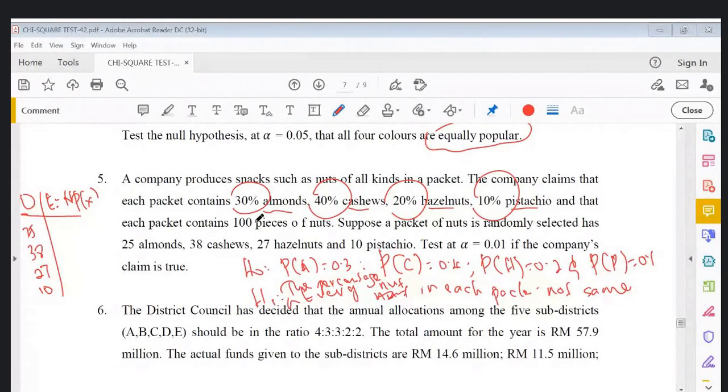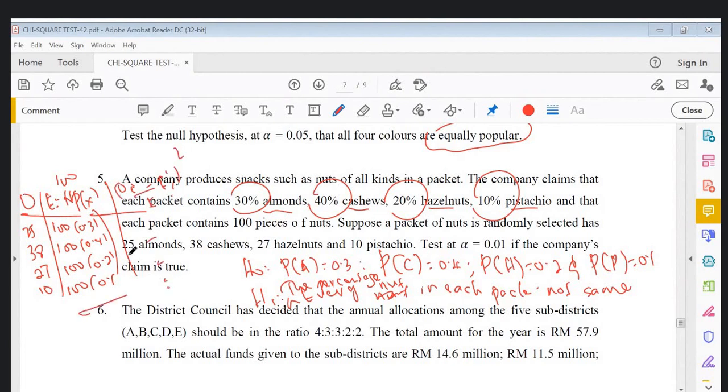Okay, N is 100. N is 100 times 30%, 100 times 0.3, 100 times 0.4, 100 times 0.2, 100 times 0.1. After that, the calculation is the same. You can continue for this one. After that, you can make the conclusion.